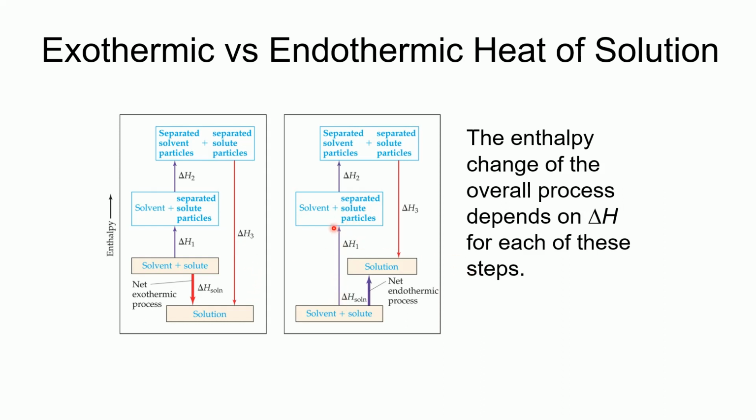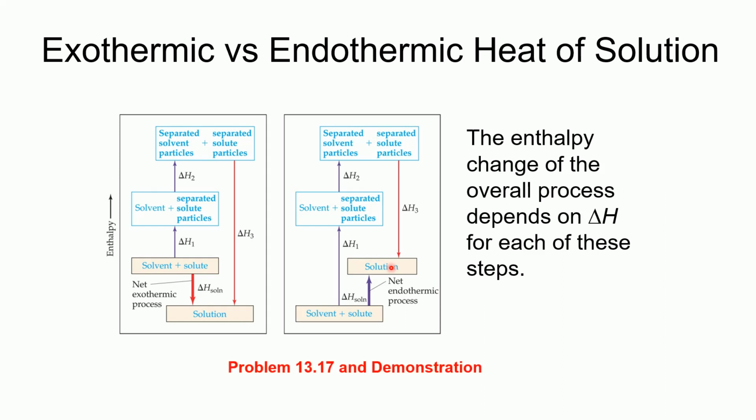Conversely, if delta H1 and delta H2 are bigger than the value of delta H3, then we're going to get a net endothermic process. It turns out that both of these things can happen. The one on the left is easier to do, and the one on the right is not as easy, but as long as we're dissolving something, it's definitely possible to do it.